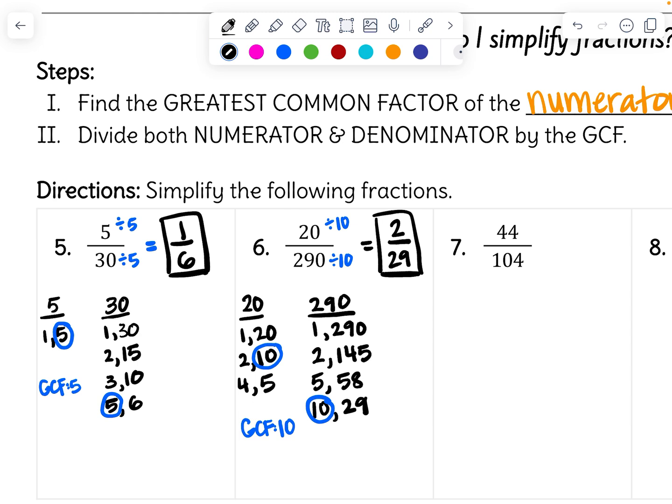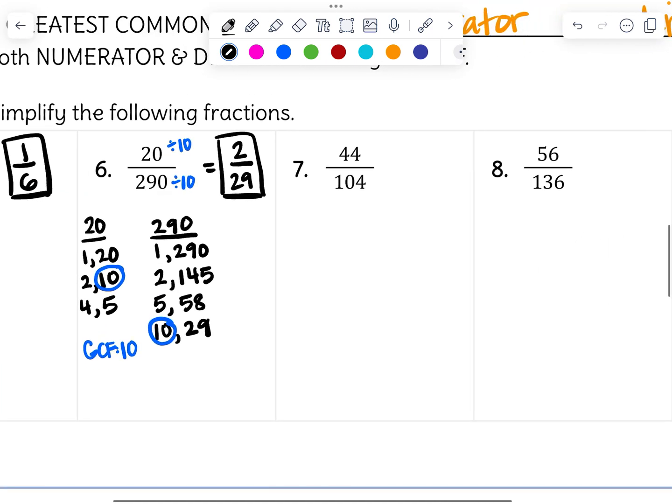Okay, number 7. We have 44 over 104. So for 44, the lists are 1 and 44, 2 and 22. 44 divided by 3 is a decimal. 44 divided by 4 is 11. 5, 6, 7, 8, 9, and 10 are not factors.